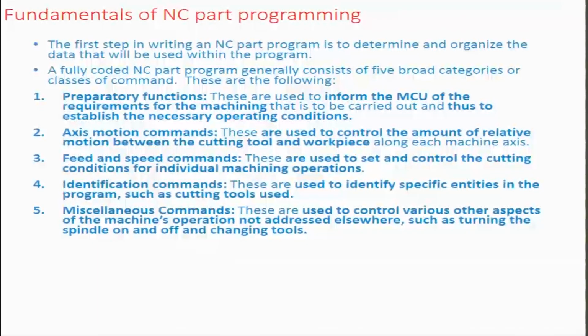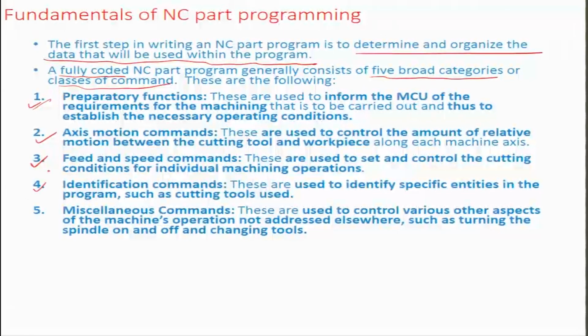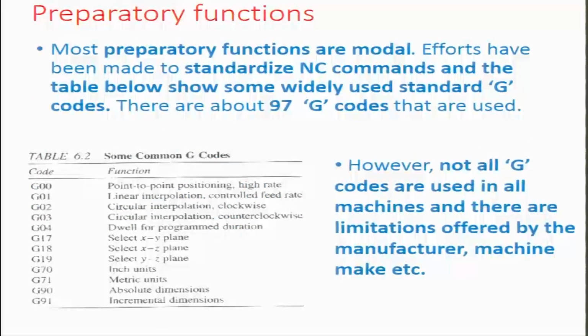So let's now step by step look at how to write such programs in a real sense. The first step in writing a part program is to be able to determine and organize the data that will be used within the program for a certain part. Generally, a fully coded program would consist of 5 broad categories or classes of commands. There would be some preparatory functions, axis motion commands, feed and speed commands, identification commands, and miscellaneous commands. These are the must-haves in the different blocks to be able to justify the program and make a correct logical sequence. So when we look at each of these types, we will need some detailed discussion related to the different types of commands. So let's talk about preparatory commands first.